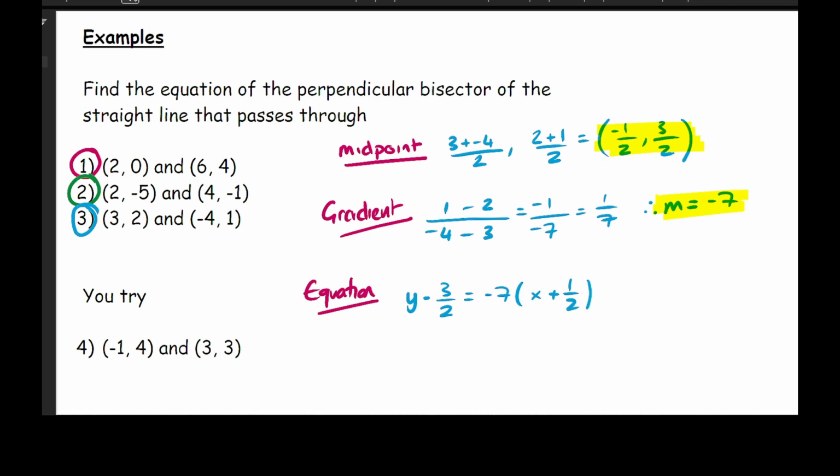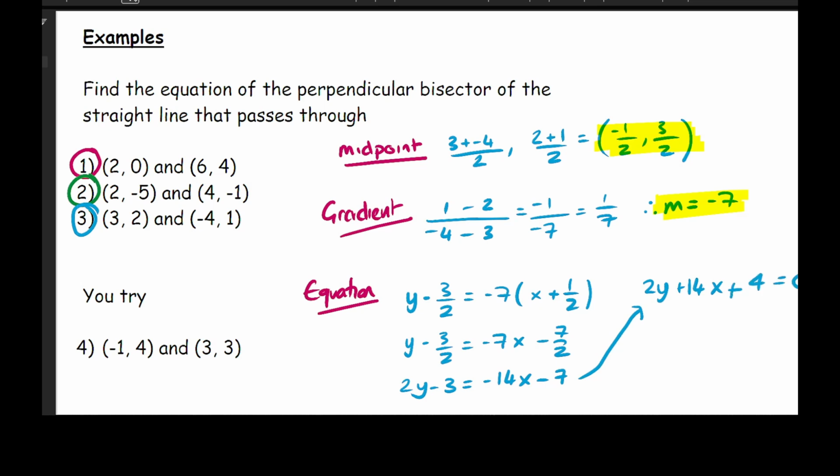Now from this, what I would recommend that you do is expand the bracket, and we're going to get minus 7 over 2, and then if we multiply everything by 2, we get 2y minus 3 equals minus 14x minus 7. And then if we neaten that all up, we get 2y plus 14x plus 4 equals 0. And there is our answer for question 3.